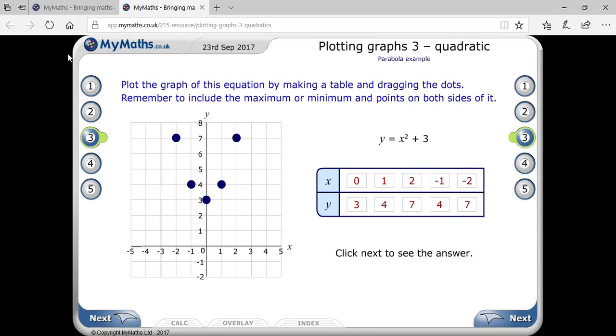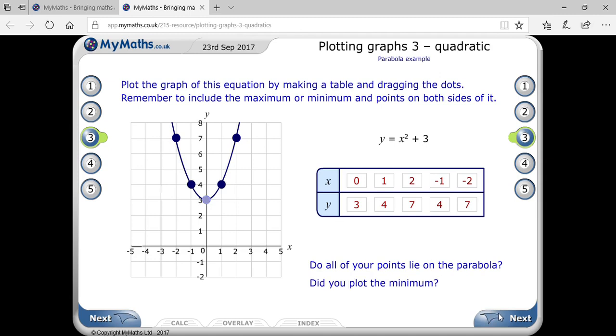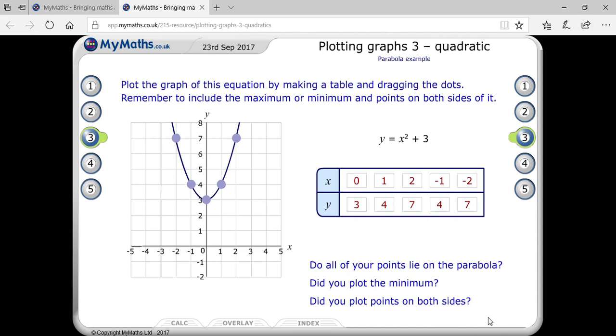So now you have to do one thing. You have to join all the points like this. It will be a parabola. Yeah, it is your parabola. They are asking whether all of your points lie on the parabola. So you'll say yes. And 0, 3 is your turning point, or you can say minimum value. Did you plot the minimum? Yes, the value 0, 3. And did you plot the points on both sides? Yes, we also plotted points on both sides, when you plug in positive and negative values of x.